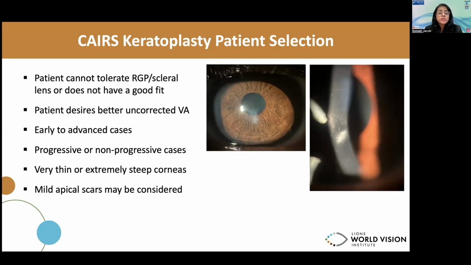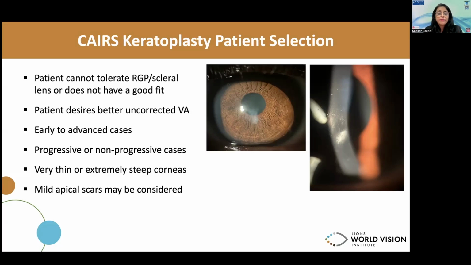Though you can do it in early to advanced cases, some of the best cases to start out with would be from about 50 to 60 or 65 diopter Kmax. You can do this procedure in both progressive and non-progressive cases. You can also do it in very thin and extremely steep corneas, but for the first cases that you do, the ideal cases would be between 55 to 65 diopters.